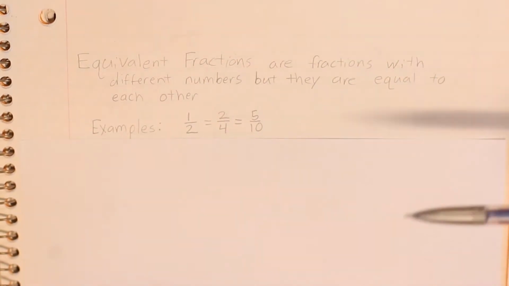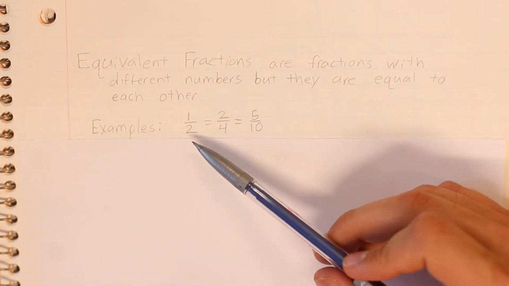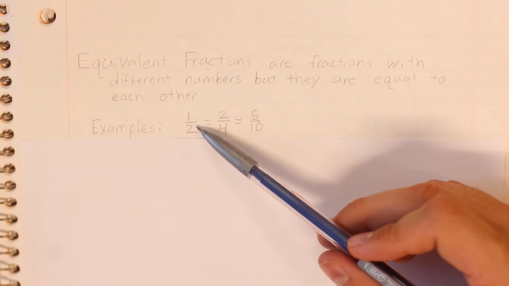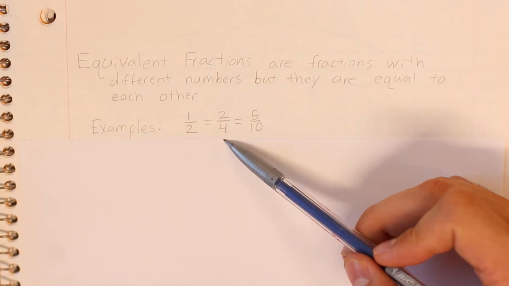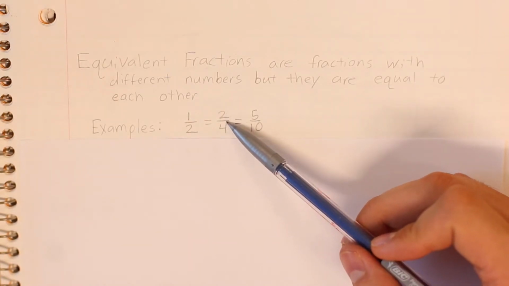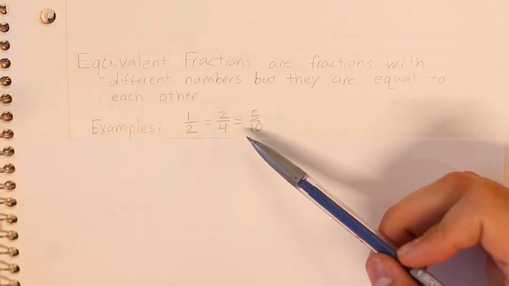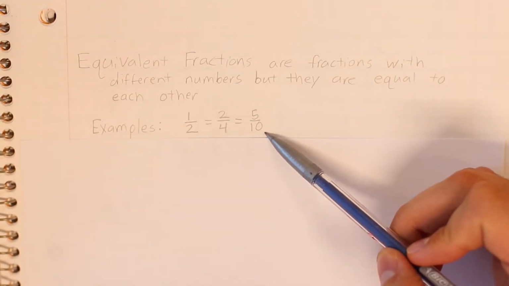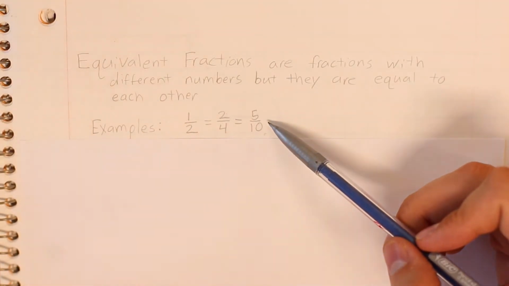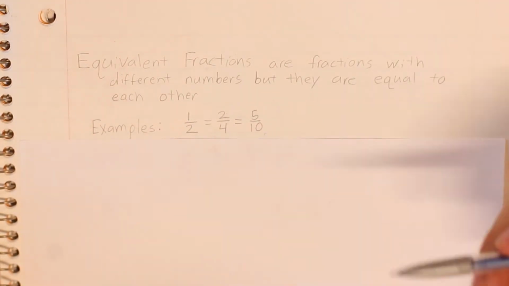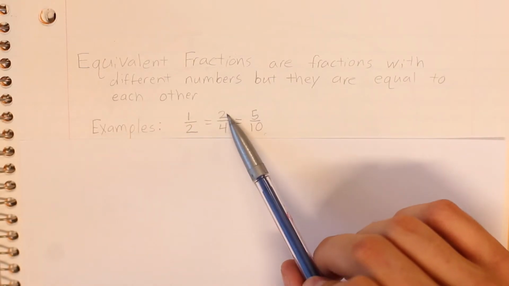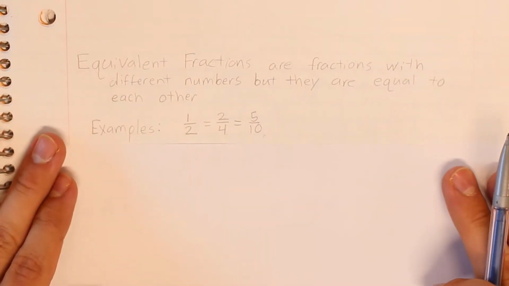They're the same value. If I cut a pizza into 2 slices and give you 1 piece, you have half the pizza. If I cut a pizza into 4 slices and I give you 2 of the slices, you have half the pizza. If I cut a pizza into 10 slices and give you 5 of the slices, you have half of the pizza. So I hope you really do see that equivalent fractions, once again, have different numbers, but they're still equal to each other.